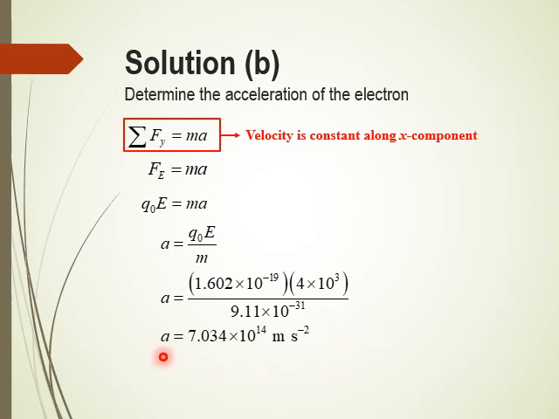So the final answer: a is equal to 7.034 times 10 to the power of 14 meter per second squared. Since you are looking at the acceleration, which is a vector, you need to state the direction. So according to the diagram in question A, the electron is being deflected toward the positive plate, which is upward. Therefore, a is going upward.